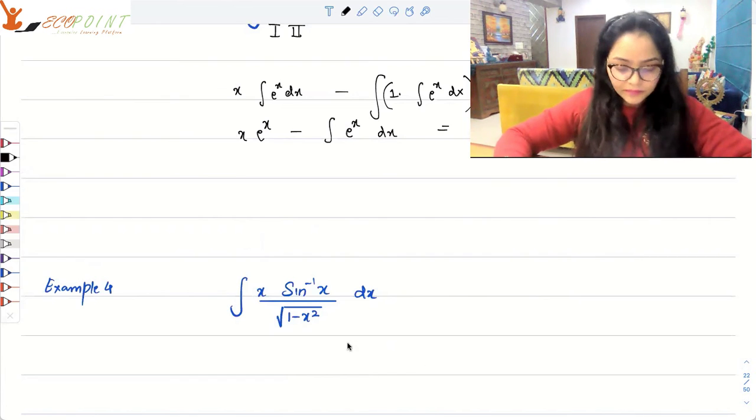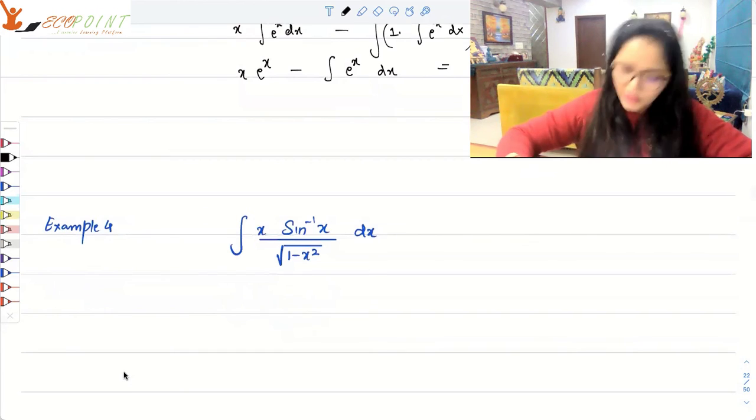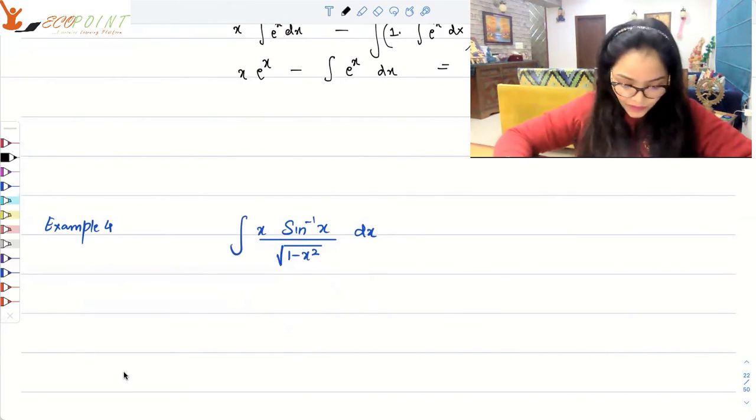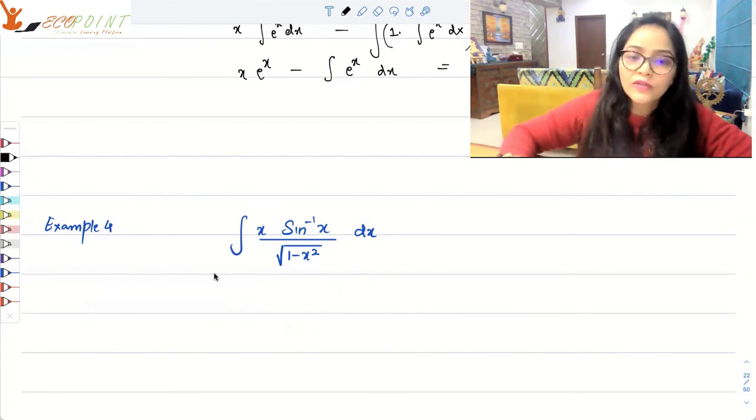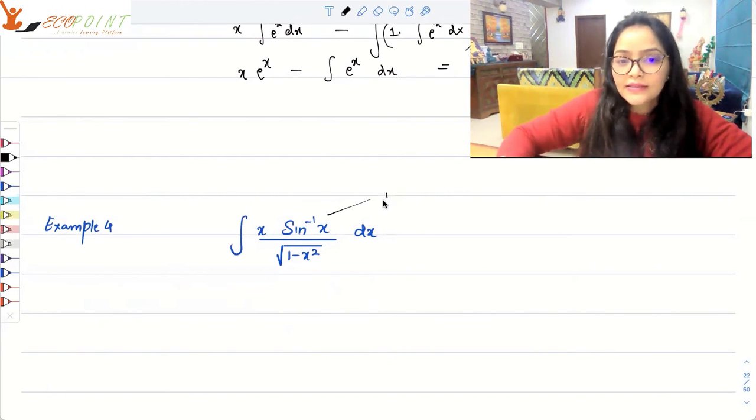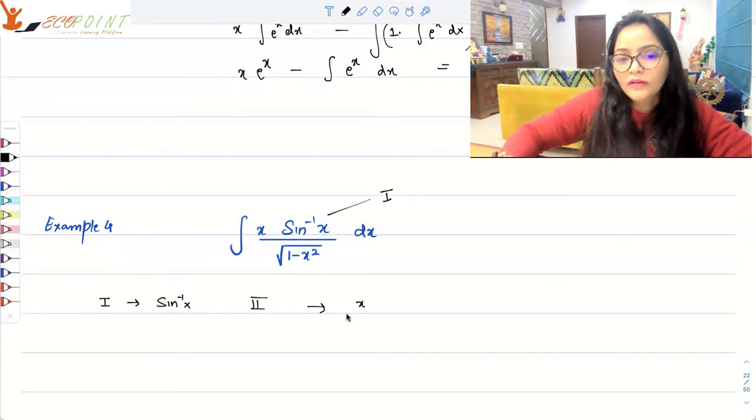Let's take another example here. Let's take the example x sine inverse x upon square root of 1 minus x squared. Let's see how we can work at it. What should I take as the first function and what should I take as the second function? Let's take the first function as inverse. I said inverse trigonometry, in case that is there, you should take that as your first function. So let's take first function as sine inverse x, and the remaining part, 2, I'm taking as x upon square root of 1 minus x squared.